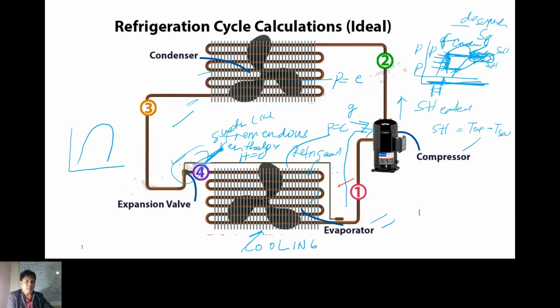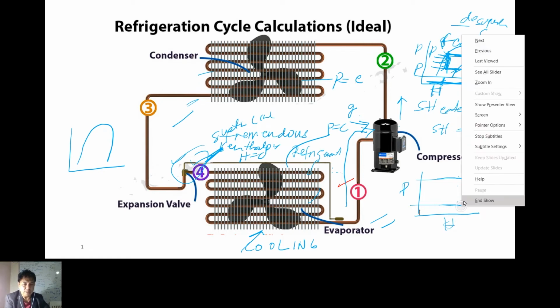So first, na-discuss natin yung ideal. Ideal is like this, no? So we have two stages, or line, high pressure and low pressure. At the high pressure, we can find the condenser. At low pressure, the evaporator. Okay. Normally, the discharge of the evaporator is the entry of the compressor. So we can have this like this.